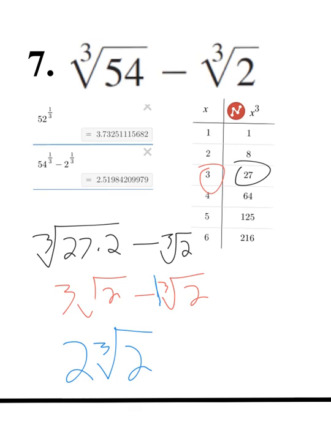I'm just going to rewrite this 3 to look maybe more like a 3. And I think I made it worse, but you know what? I'm okay with that. This is the final answer.